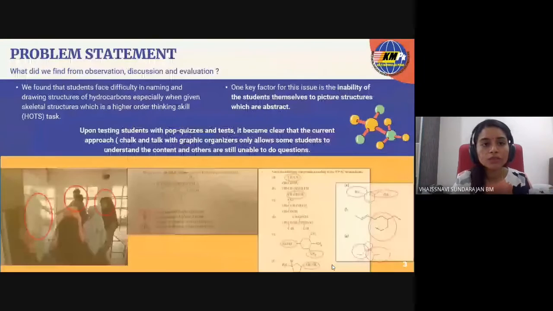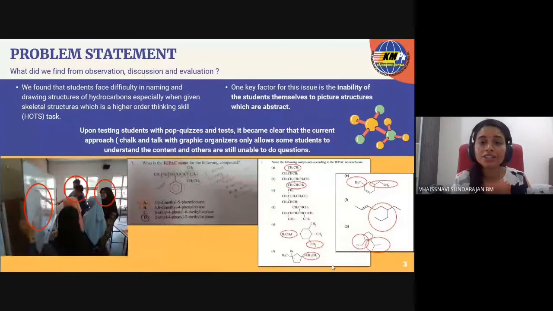Next, what did we find from observation, discussion, and evaluation on students? We found that students face difficulty in naming and drawing structures of hydrocarbons, especially when it's in the skeletal form, because it requires higher order thinking skills. As you can see in the first picture here, students tend to ask their friends and they don't display much confidence in drawing and naming these hydrocarbons.